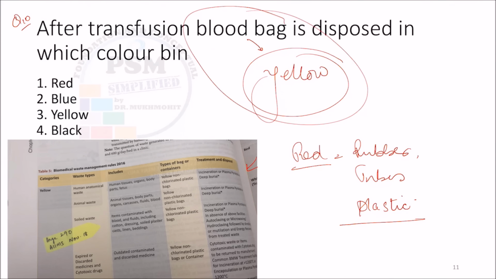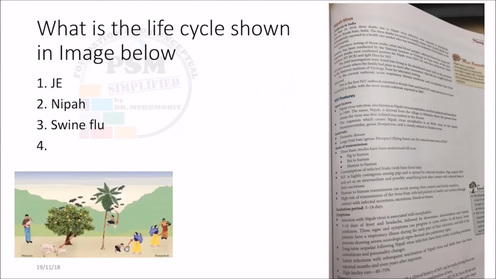Please remember that items containing blood or fluids, and items contaminated with blood or fluids, are all going to the yellow category. Question number 11. What is the life cycle shown below?